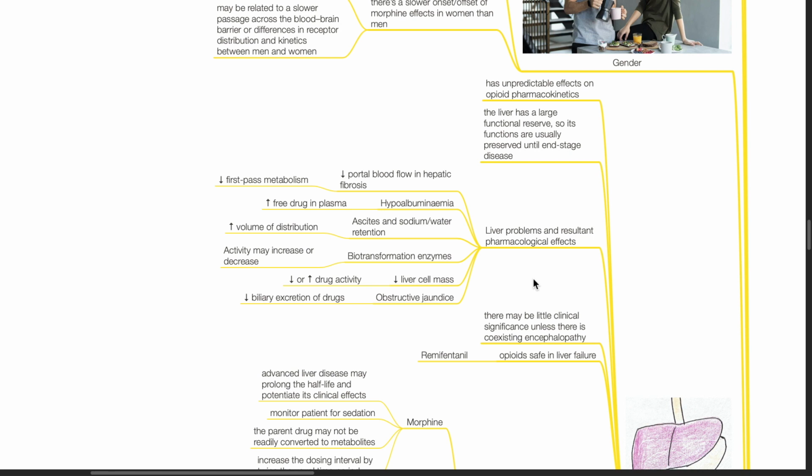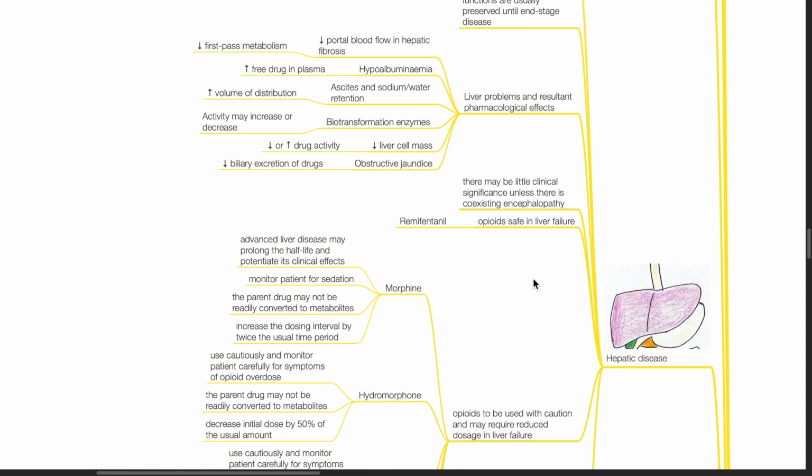Reduced portal blood flow in hepatic fibrosis reduces first-pass metabolism. Hypoalbuminemia increases free drug in the plasma. Ascites and sodium or water retention increases volume of distribution. The activity of biotransformation enzymes may increase or decrease. Reduced liver cell mass will increase or decrease certain drug activities. Obstructive jaundice reduces biliary excretion of drugs. Overall, there may be little clinical significance unless there is coexisting encephalopathy.